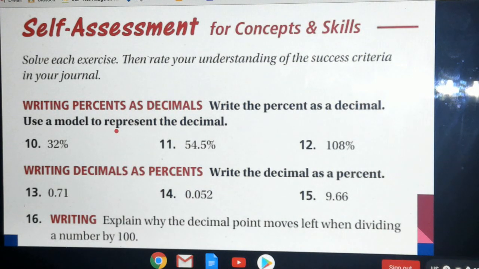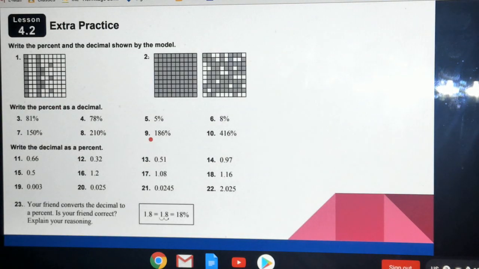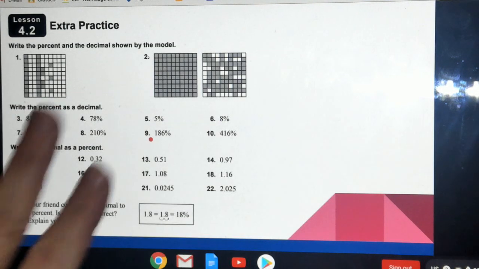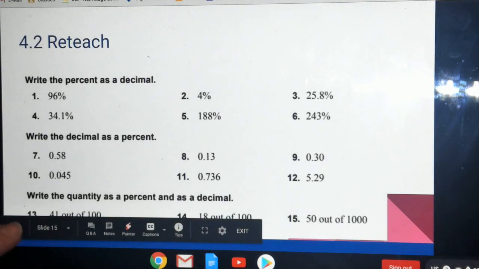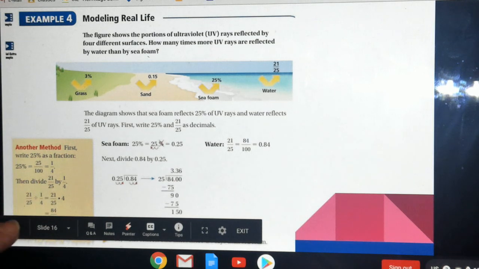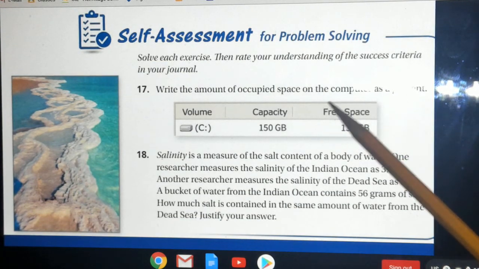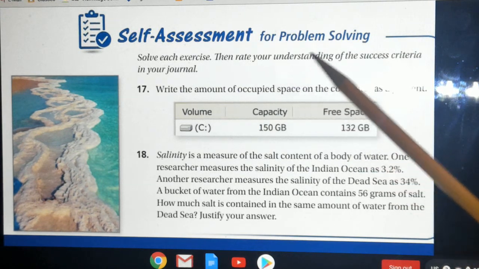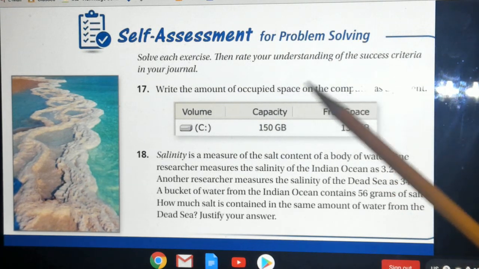I think that you guys are ready to move on to some bigger and better things here. So this is going to be some of your homework tonight. So we're going to skip that for now, and we're going to take a look at this. Okay, so it says solve each exercise, then rate your understanding of the success criteria in your journal. Well, we're just going to solve each exercise.